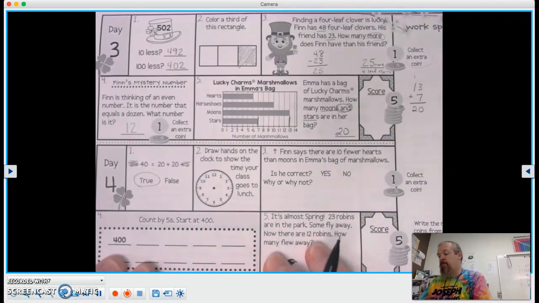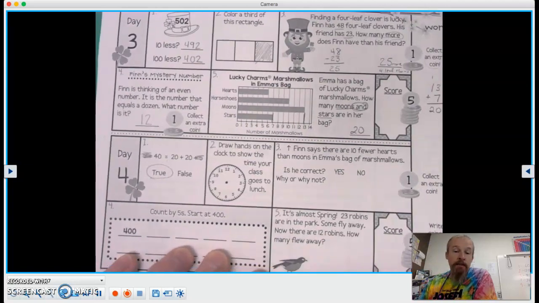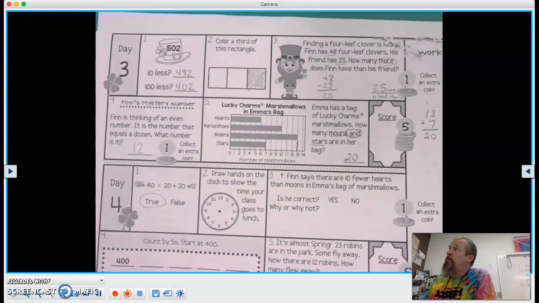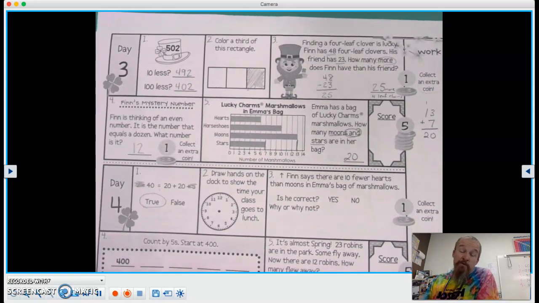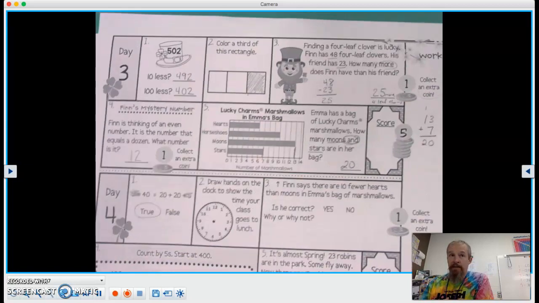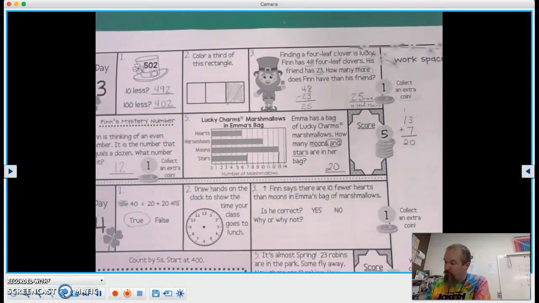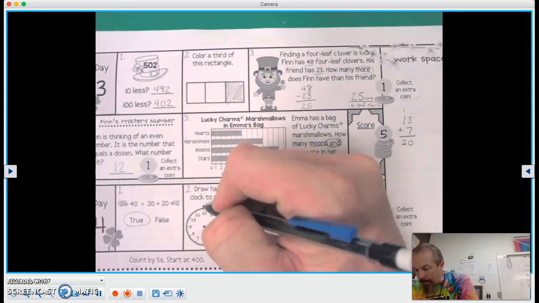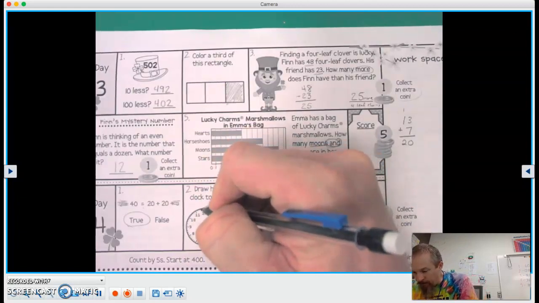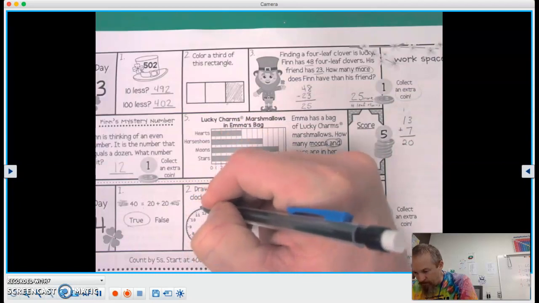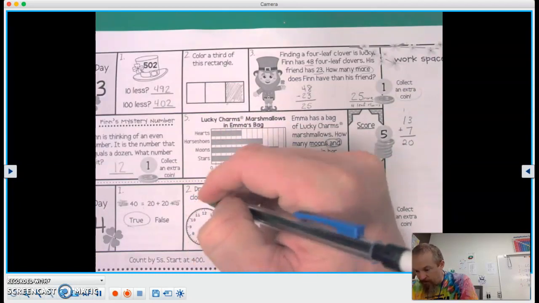Draw the hands on the clock to show the time your class goes to lunch. Well, we go to lunch fairly early, around the 10:55 to 10:58 range. So our class time when we go to lunch is, I believe, technically 10:58. So I'm going to put my minute hand all the way out to the 8 right here. That's 55, 56, 57, 58.